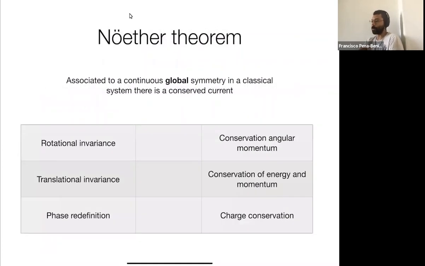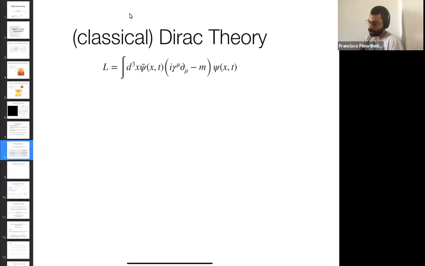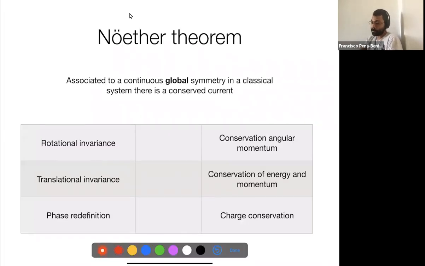Let's try to be a little bit more precise. As I mentioned, we have some classical field theory associated to each global symmetry, where we have a conserved current. In particular, if we have rotational invariance, then angular momentum will be conserved. If we have translational invariance, then energy and momentum will be conserved. And if we have a charged field such that we can shift the phase of that field, that implies that there is some notion of charge conservation.